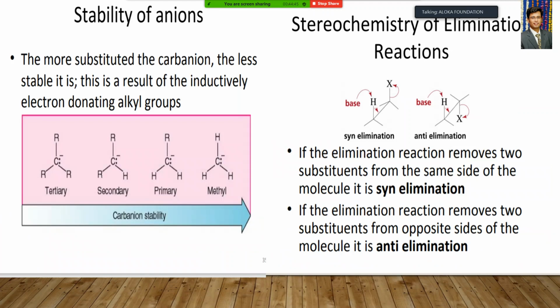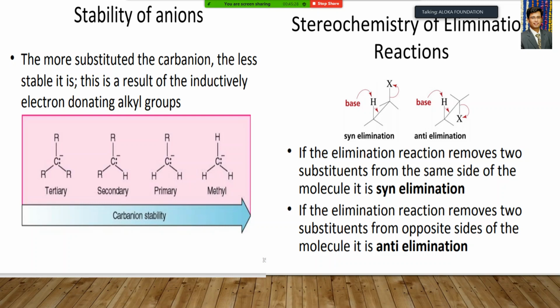Now, what is the stability? The more substituted the carbanion, the less stable it is, as a result of the inductive effect of electron donating groups. So which is the most stable carbanion? The methyl carbanion is the most stable. Why? Because as the alkyl substitution increases, the electron density increases, and this destabilizes the anion. If the substituent contains an electron withdrawing group, that will increase the stability of the carbanion by distributing the charge.